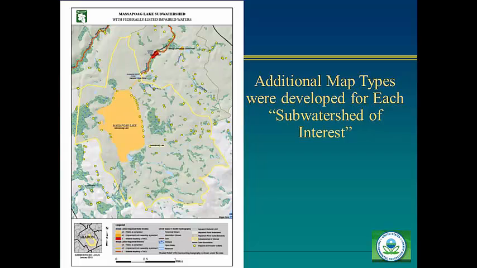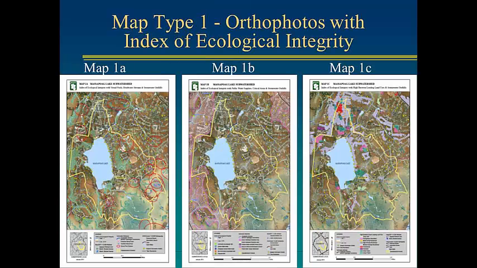For each subwatershed of interest, 2 sets of GIS maps were developed to provide further detail for planning purposes. The first set is Subwatershed of Interest Map Type 1. The base for this map was designed using the 2011 Orthophotos with overlays of the Index of Ecological Integrity and the mapped stormwater outfalls. Relevant technical information was added to the base map to create 3 separate map images.